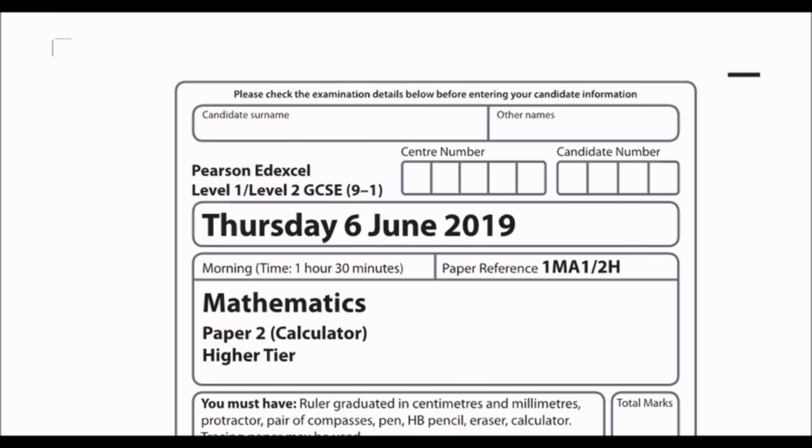This is the Edexcel June 2019 higher tier paper 2, which is a calculator paper.